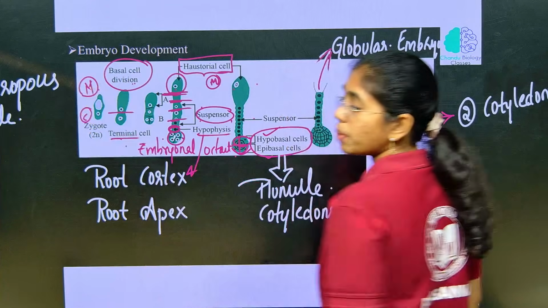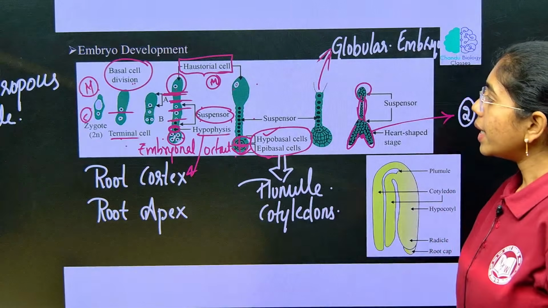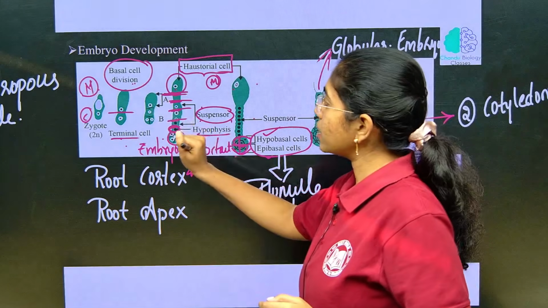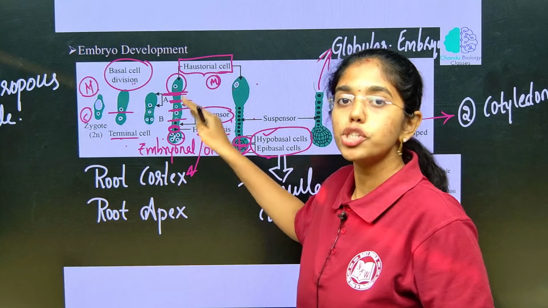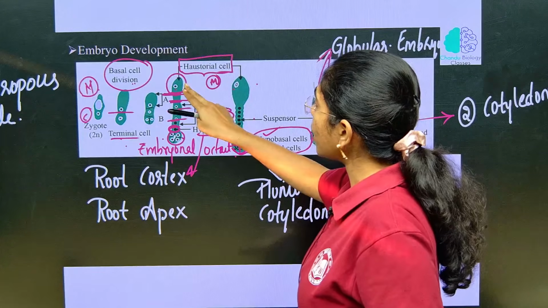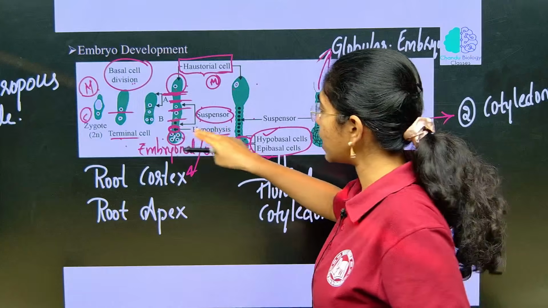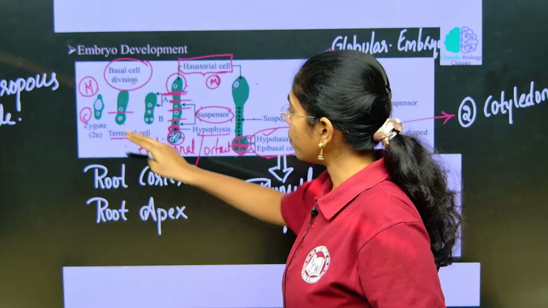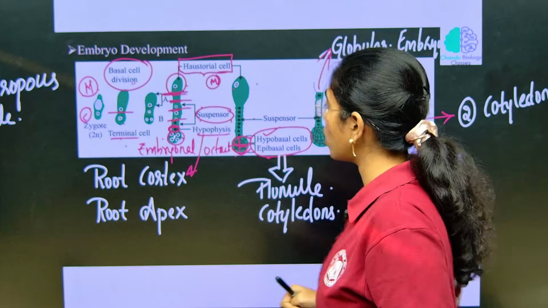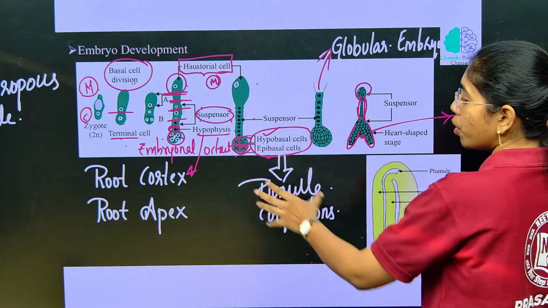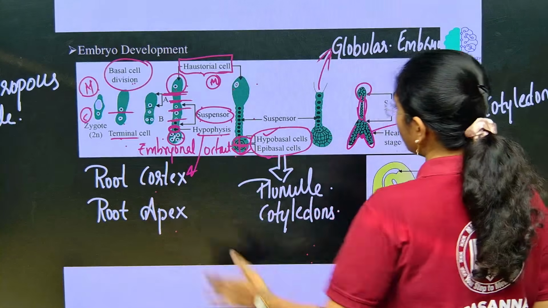Basal cell is towards the micropylar region, terminal cell is towards the chalazal end. And here the one which is towards the micropylar region undergoes sequential transverse divisions, where the apical cell is the haustorial cell and the base cell of the suspensor is hypophysis. And here terminal cell will undergo division in all the planes, giving rise to embryonal octant, which later gives rise to plumule and cotyledons, and hypophysis gives rise to root cortex and root apex.